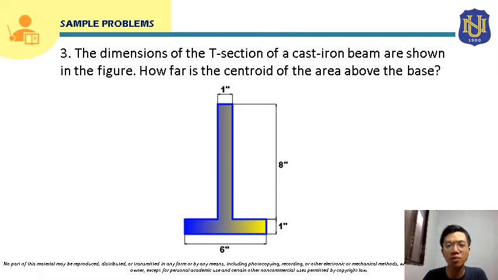Now for sample problem number 3, the dimensions of the T-section of a cast iron beam are shown in the figure. How far is the centroid of the area above the base? Okay, so we are going to solve for the centroid of this composite area from the base. So the base is here. So we are going to solve for the y-coordinate of the centroid of this composite area. So let's try to solve this.